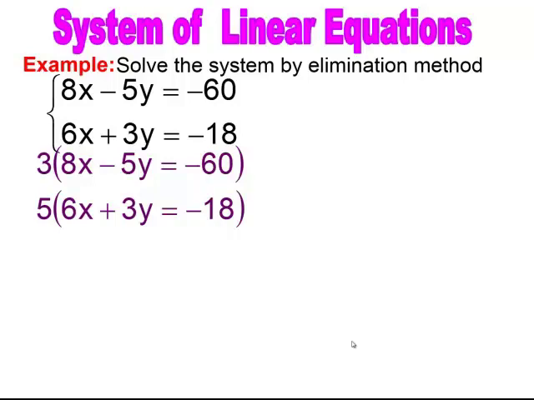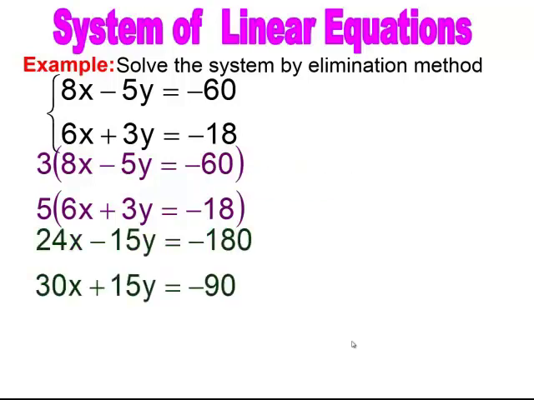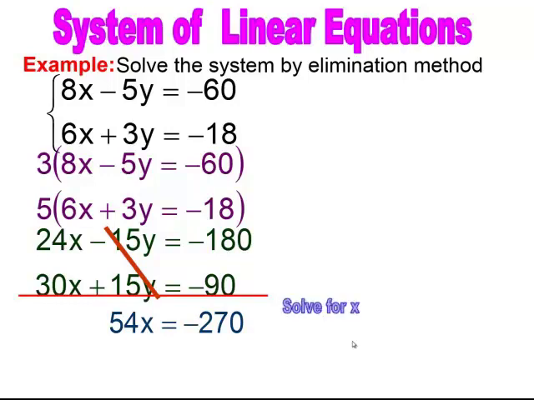You have to take that number that you're multiplying by and distribute it to the entire equation. So I'm doing that for both equations. And I end up getting my two equations, and I have the coefficient of y to be the same coefficient but opposite signs. Now I'm going to add down, and I'm going to solve for x. So when I add down, y is eliminated. I get 54x equals a negative 270. When I divide through to solve for x, I'm going to get x equals a negative 5.